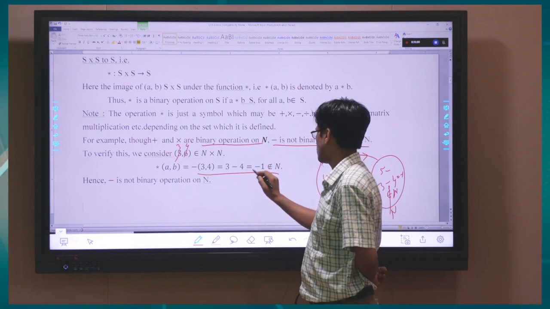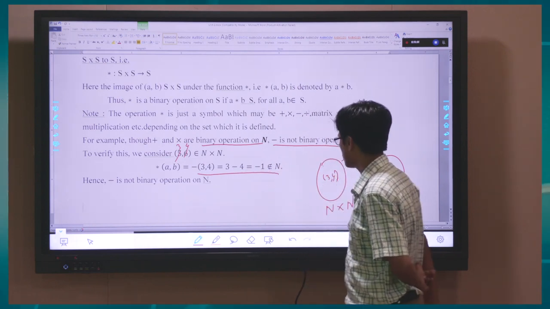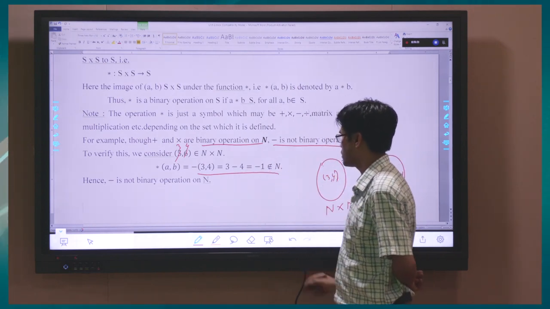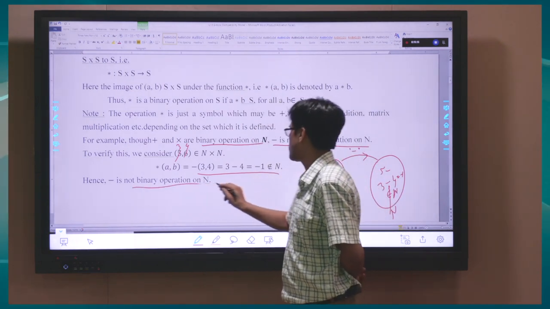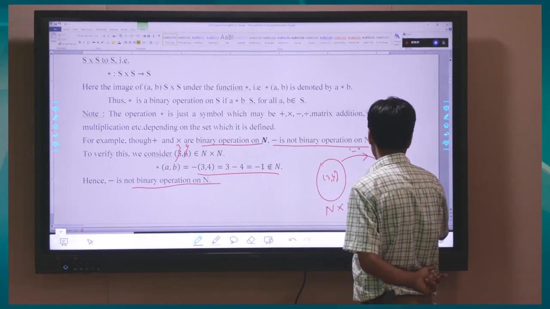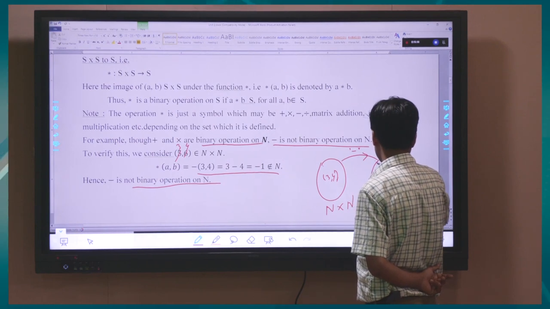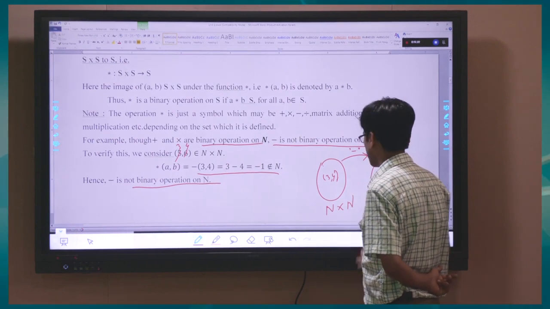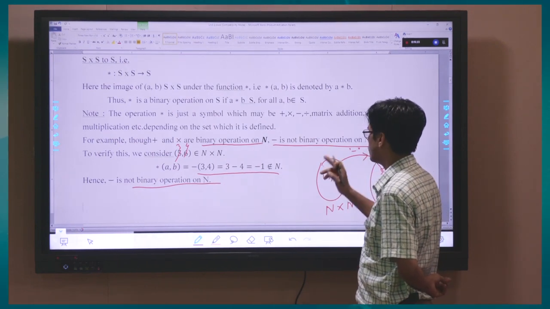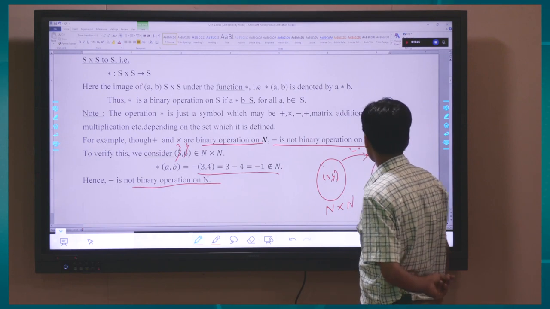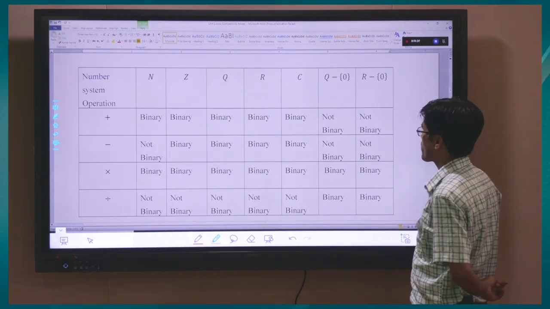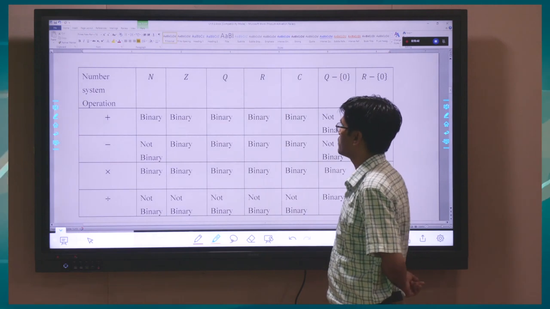3 minus 4 is equal to minus 1, so minus 1 does not belong to N. So subtraction is not a binary operation, and therefore this condition is not valid in the case of subtraction. Now we observe this table.